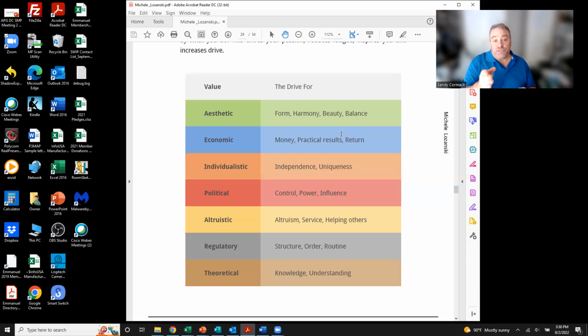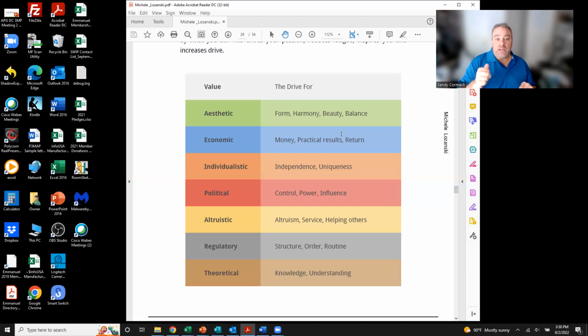Now we look at the third dimension, which is individualistic. This is the drive for independence and uniqueness. In other words, you want to do things your way. You want to do things in a way that works for you. It tends to be extremely important to you to value that independence, because it's part of your personal brand. You want to be known as the expert who does things in a certain way. You want to be recognized for being an expert, and it contributes to your uniqueness.